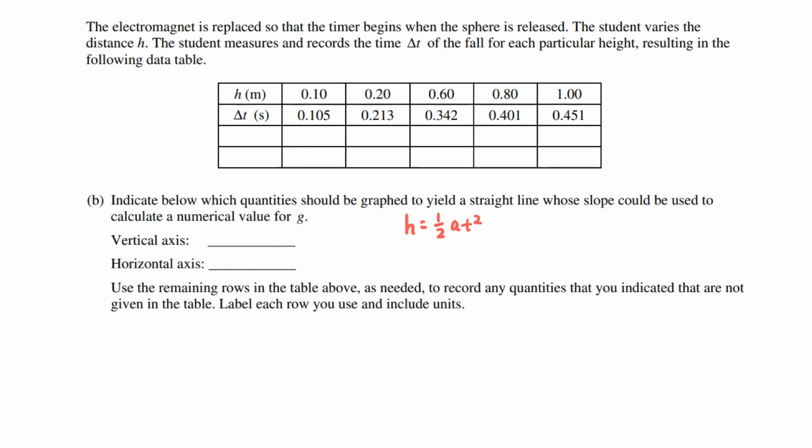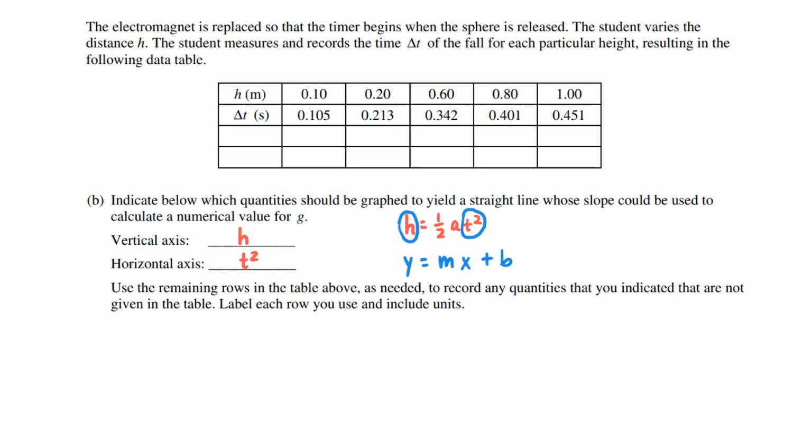So I'll highlight that here. h and t squared are the things being measured in this experiment. And if we compare that to the equation of a straight line, which is the type of graph we're being asked to make, y equals mx plus b, first of all, I notice that in my kinematic equation there's no plus anything, so we should expect that the intercept of our graph will be 0. And also I see that what I should be plotting on the vertical axis, or the y-axis, is h. And what I should be plotting on the x-axis, or the horizontal axis, should be t squared.